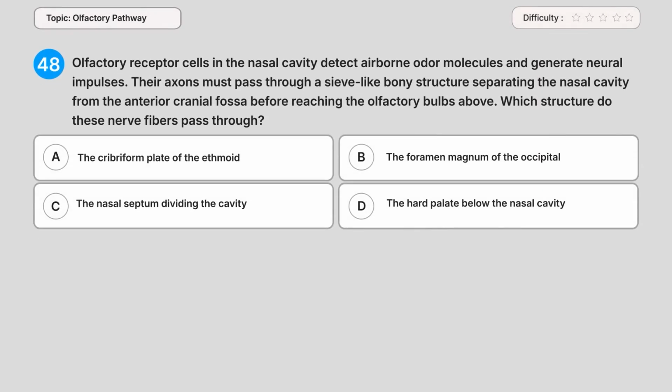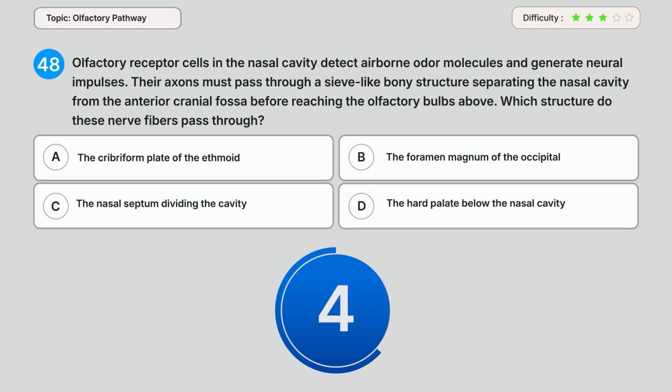48. Olfactory receptor cells in the nasal cavity detect airborne odour molecules and generate neural impulses. Their axons must pass through a sieve-like bony structure separating the nasal cavity from the anterior cranial fossa before reaching the olfactory bulbs above. Which structure do these nerve fibres pass through? A. The cribriform plate of the ethmoid. B. The foramen magnum of the occipital. C. The nasal septum dividing the cavity. D. The hard palate below the nasal cavity.